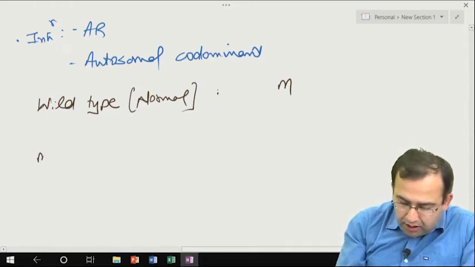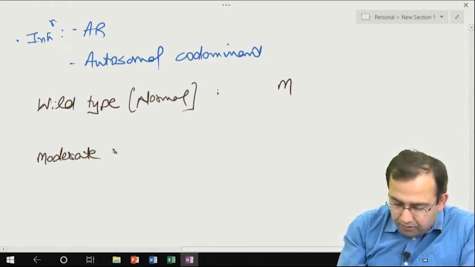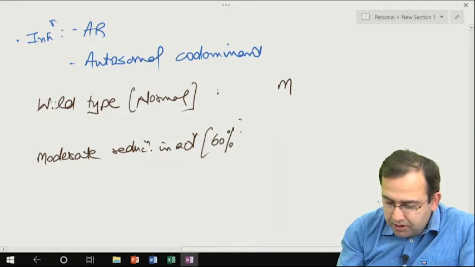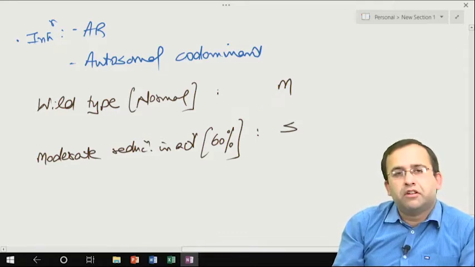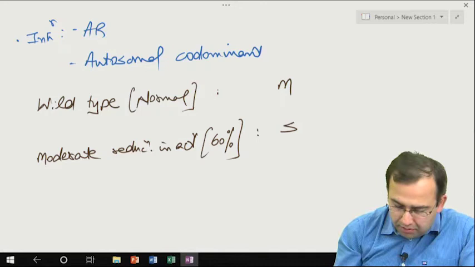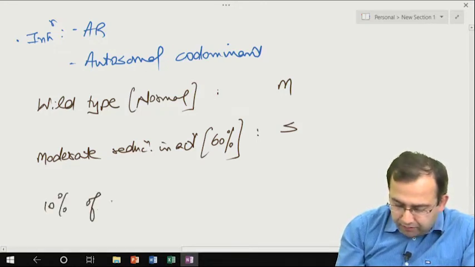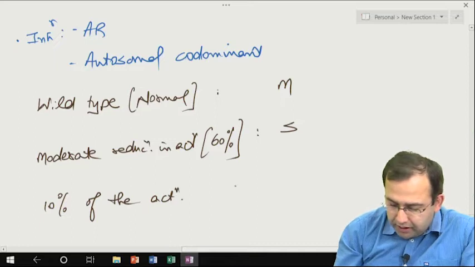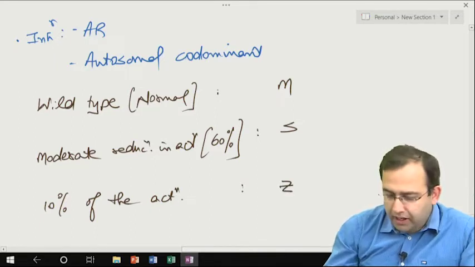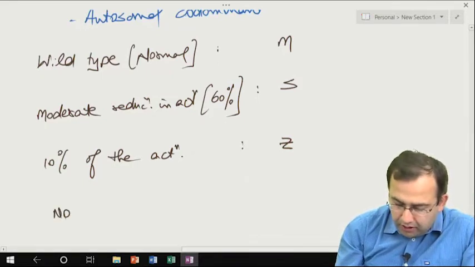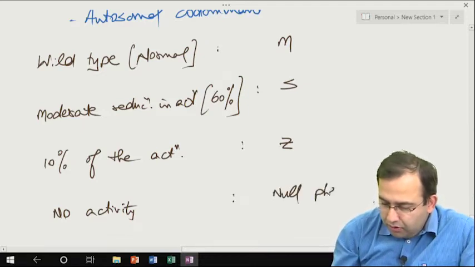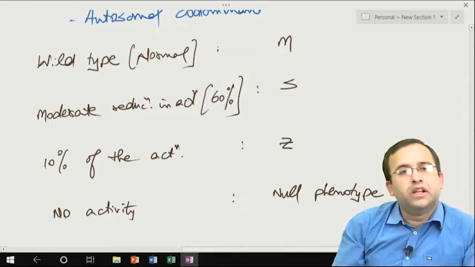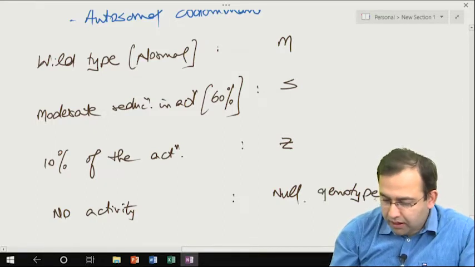Next, moderate reduction in activity. Moderate reduction means 60% of the activity is by S type. 10% of the activity is by Z type, and no activity is null phenotype. No activity is null genotype.